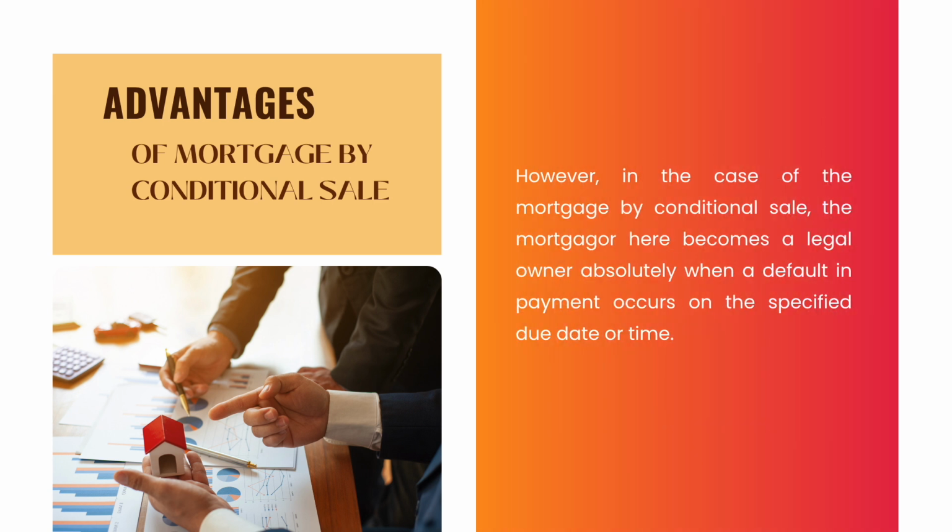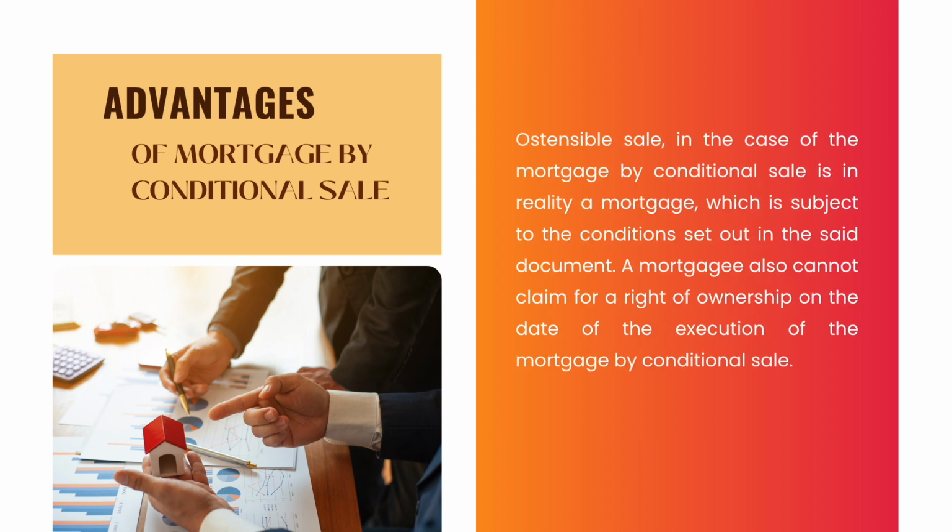However, in the case of mortgage by conditional sale, the mortgagee becomes a legal owner absolutely when a default in payment occurs on the specified due date or time. Ostensible sale in the case of mortgage by conditional sale is in reality a mortgage which is subject to the conditions set out in the said document.